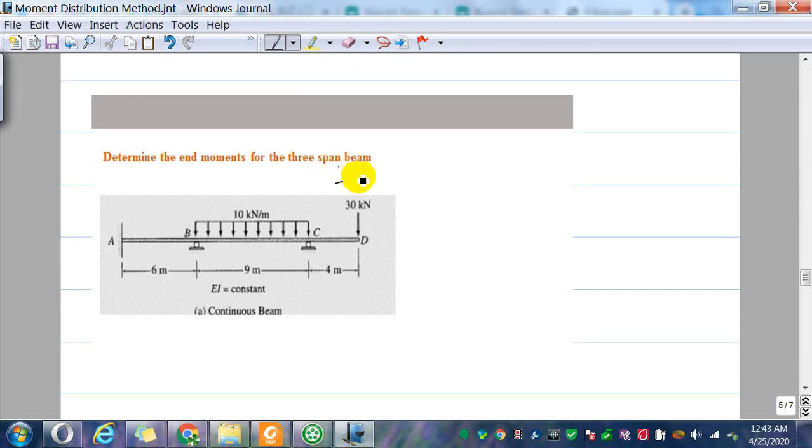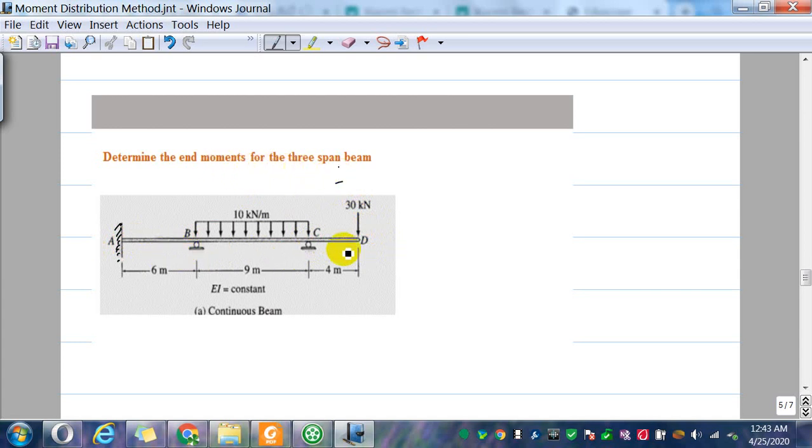So now I'm going to show you how to solve a statically indeterminate beam using the moment distribution method. We have a beam with a fixed support at A, an internal roller at B, an internal roller at C, and a 30 kilonewton load acting at the free end D. The question is: determine the end moments for the 3-span beam.